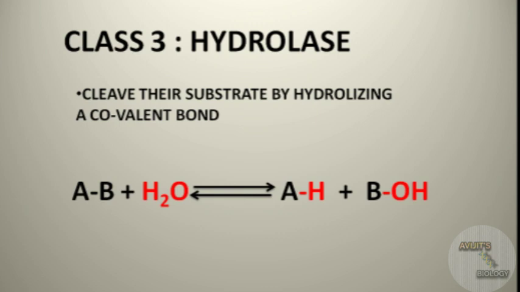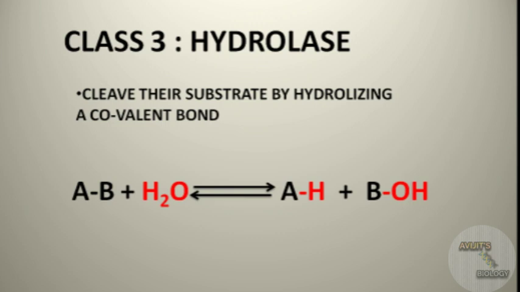Now let's move to the next class, that is hydrolase. From the name, you can identify that a hydrolyzing reaction is happening here. Yes, the hydrolase enzymes cleave their substrates by hydrolyzing a covalent bond. In this example which I have given here, in this reaction catalyzed by hydrolase, the covalent bond between A and B is cleaved by hydrolysis, and then A is attached to the H group of water and B is attached to the OH group of water. This is how hydrolase enzymes catalyze reactions.